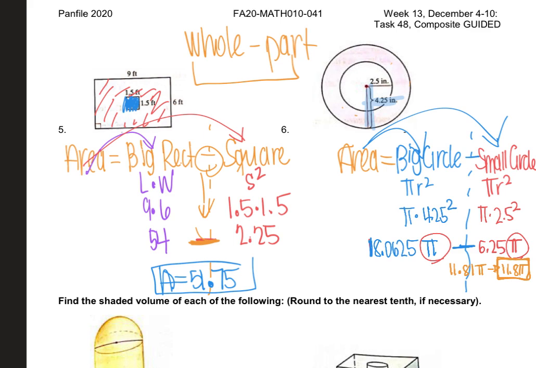I can also get values for them. So if I do 18.0625 times 3.14, I get 56.71625, and I subtract 6.25 times 3.14, and I get 19.625, and 56.71625 minus the 19.625 is 37.09, which rounds to 37.1. Both of those are in inches squared.